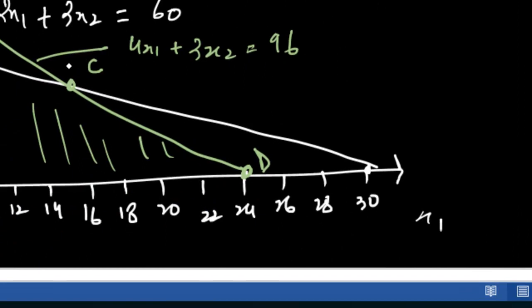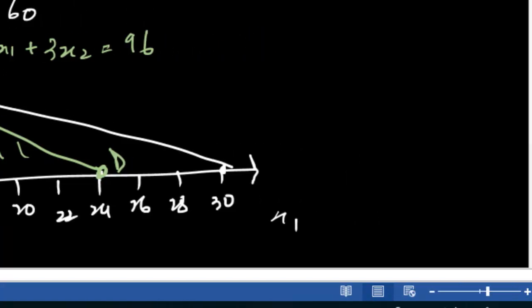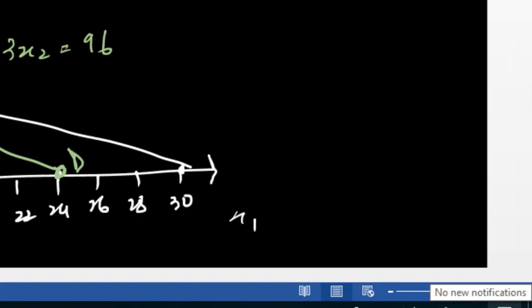Now I need to find the coordinates of this C. For this I need to solve equation 1 and equation 2 because it is the intersection between equation 1 and equation 2. Therefore, for coordinates of C, I am going to solve equation 1 and equation 2 by the elimination method.